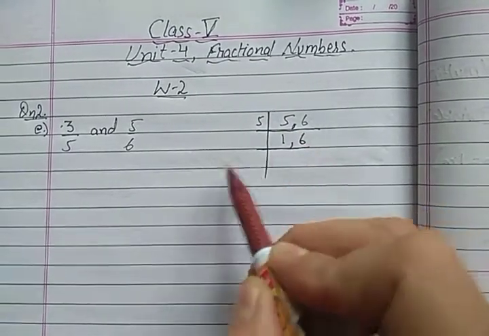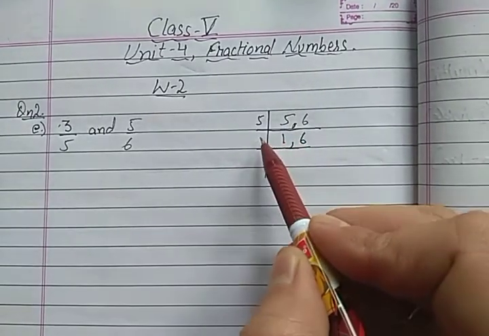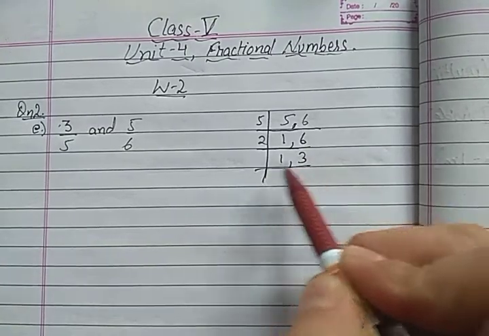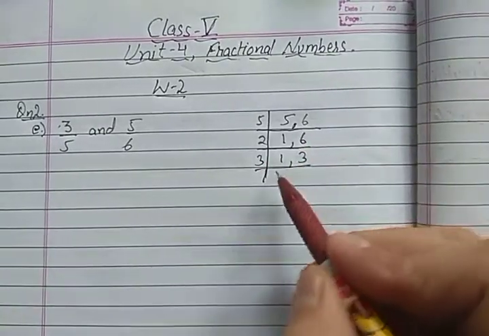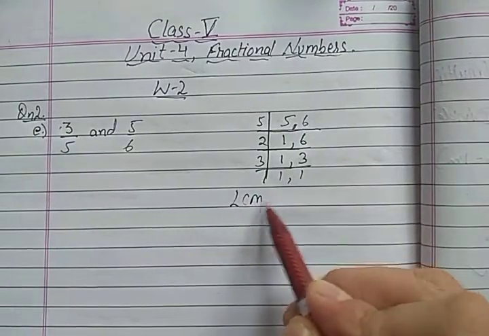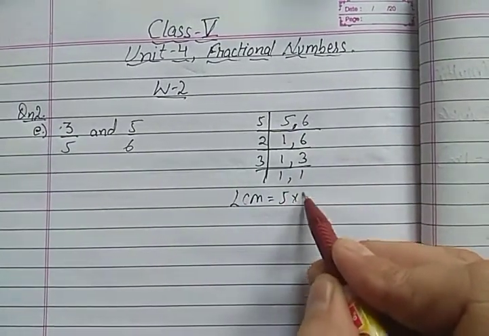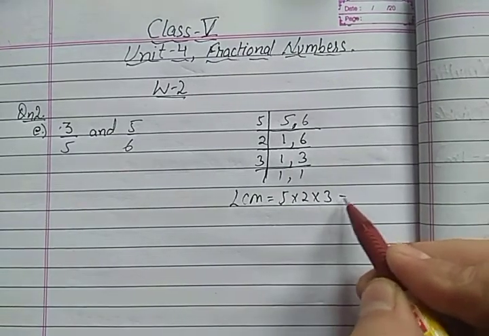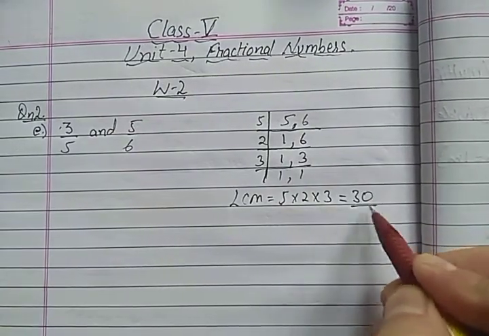Then 6 comes in the table of 2 because it is an even number. So 2 3s are 6. And then 3 is a prime number, so 3 ones are 3. So now LCM is equal to 5 into 2 into 3. That is, 5 2s are 10 and 10 3s are 30. So our LCM is 30.